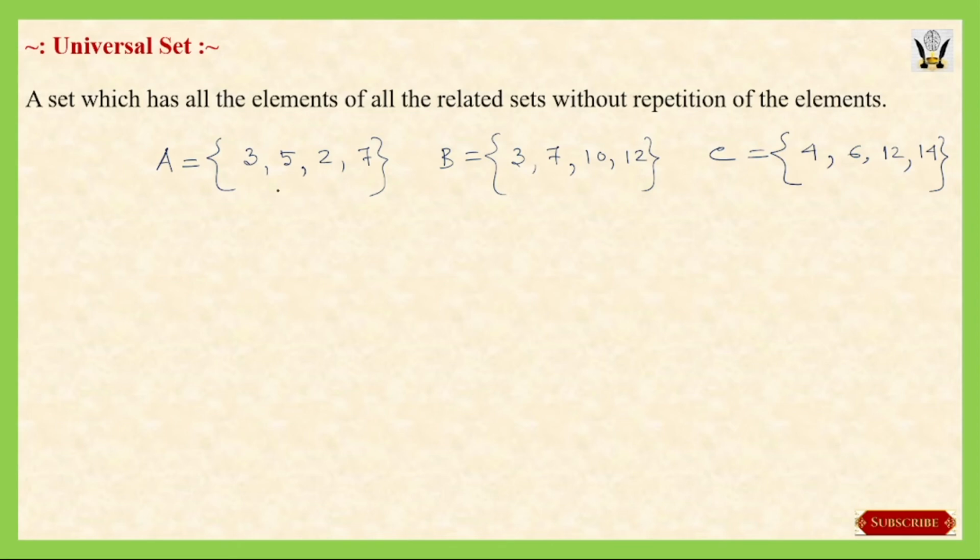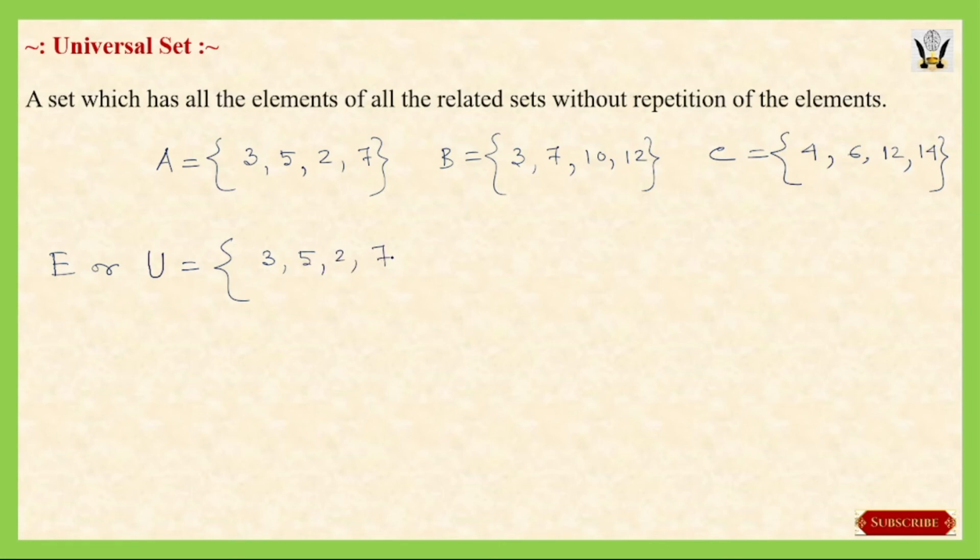So if we want to form a universal set combining these three sets, then that universal set will have all the elements of these individual sets A, B and C, but there will be no repetition of the elements. And the universal set is represented either by E or by U. So here in that universal set we will have elements like 3, 5, 2, 7.